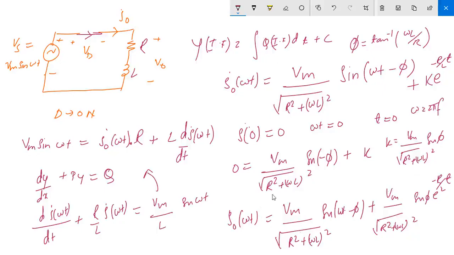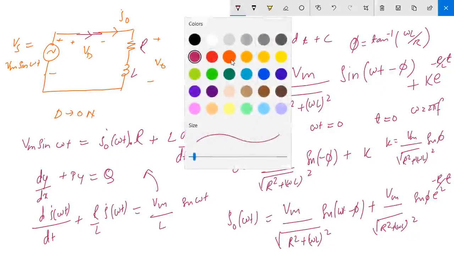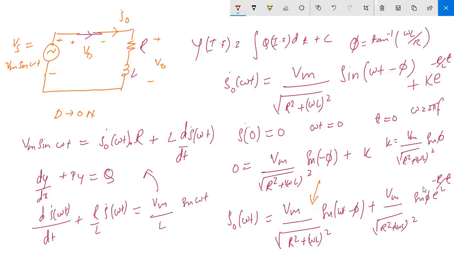And here, this is my AC component, and this is my DC component. And this is a constant component. So the waveform which you are going to get will be having both the components. Basically, this is my sinusoidal component and this is my exponential component. So the waveform which you are going to get will be having both the components in your current waveform.